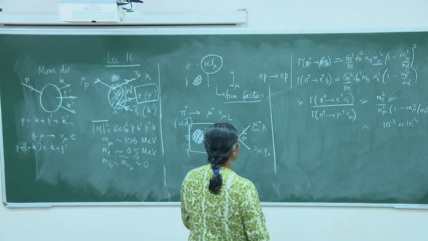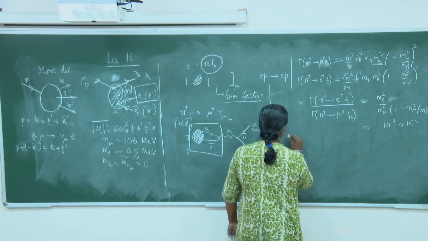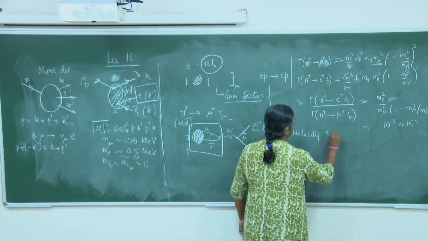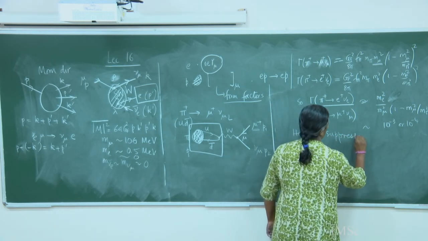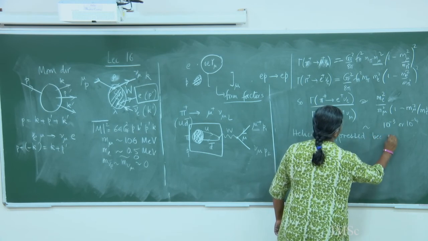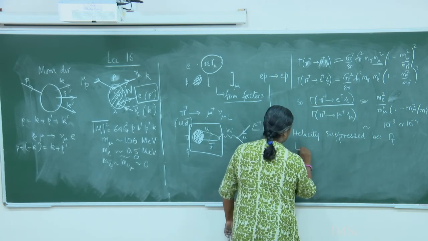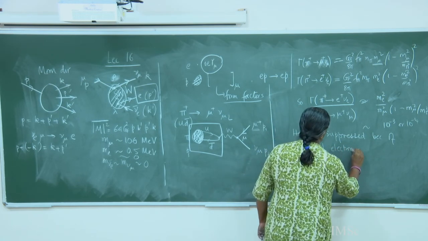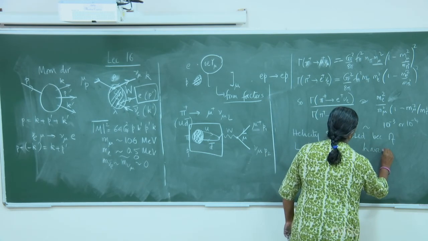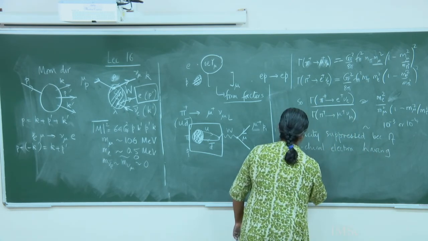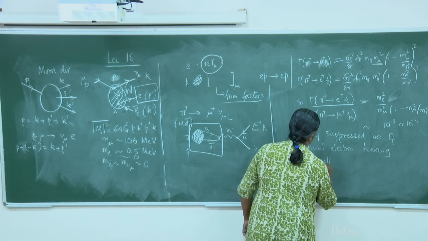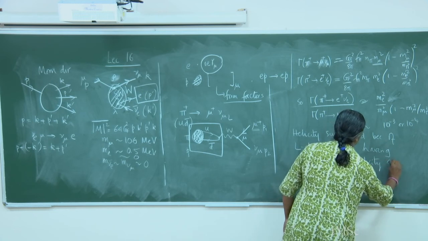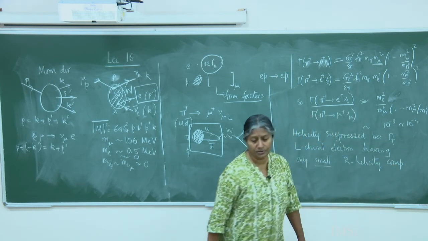So I want you to work this out at home. I want you to work out that this is helicity suppressed because of left chiral electron having only small right helicity component. Did you understand this question? So this is your homework.